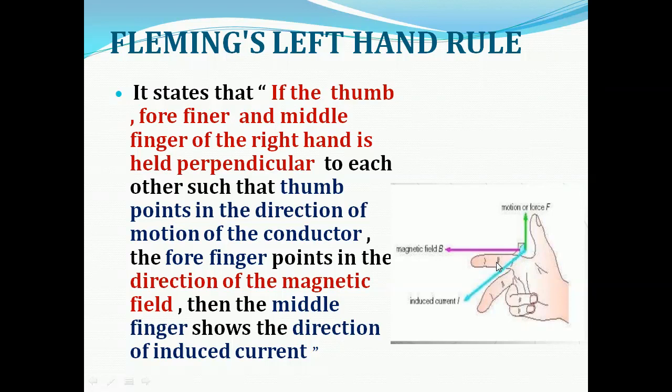In our left hand, the direction of the motion of the conductor is shown by the thumb. The forefinger points in the direction of the magnetic field and the middle finger shows the direction of the current. This is Fleming's left hand rule.